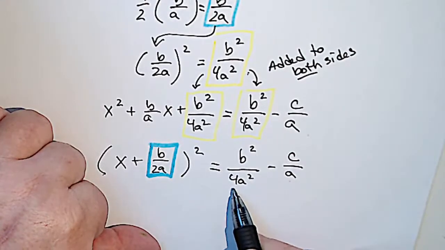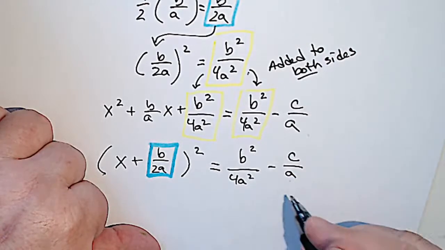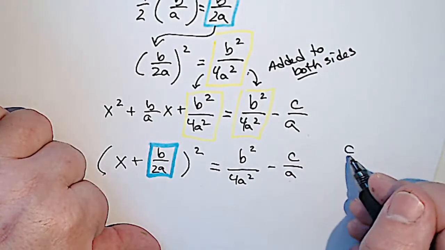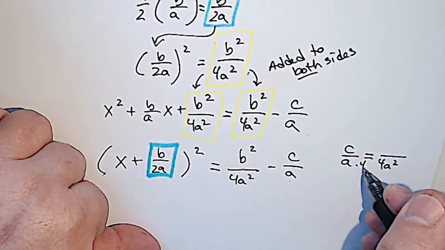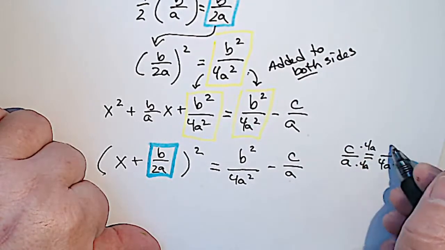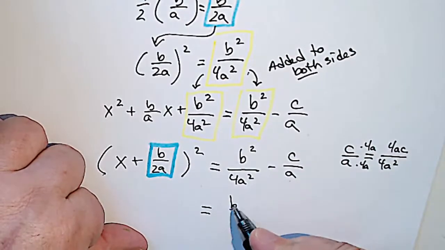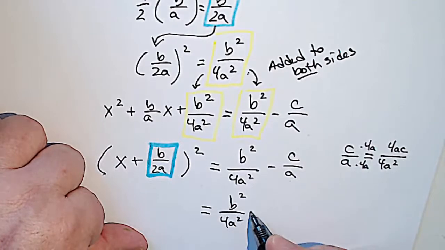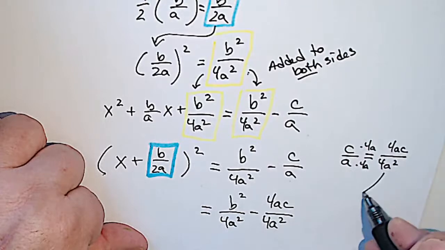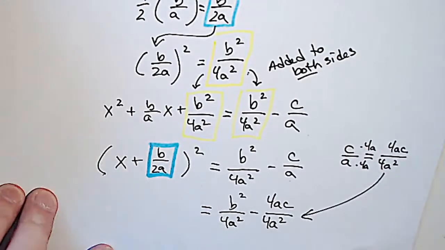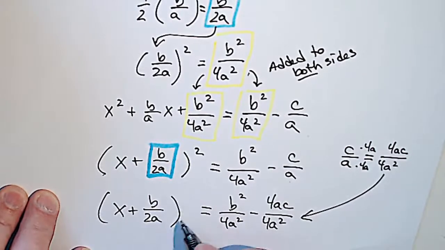And I see that I could come up with the common denominator 4a squared. So I need to write c over a as something over 4a squared. I'm going to multiply by 4a top and bottom. So then this side becomes b squared all over 4a squared minus 4ac all over 4a squared. You see that? That comes right in there. And over here I have x plus b over 2a, the quantity squared.